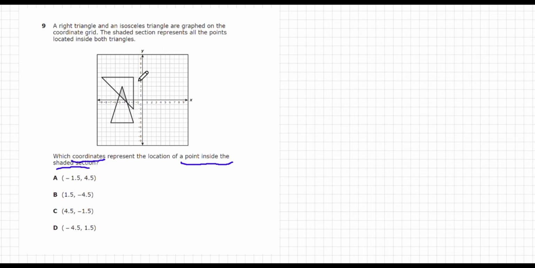Since 1.5, 4.5 is not within the shaded area, option A is wrong. Option B is also wrong. Option C is also outside the shaded area, hence it's not correct. Option D, the point 4.5, 1.5, is inside the shaded section, so it's the correct answer.